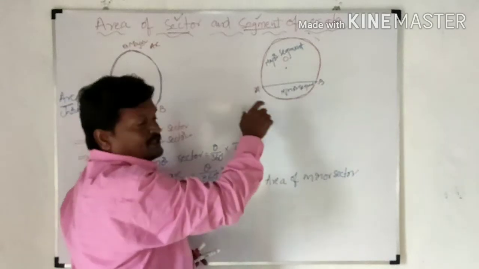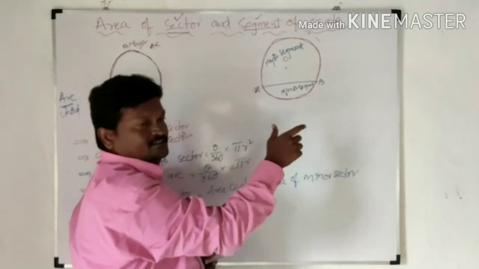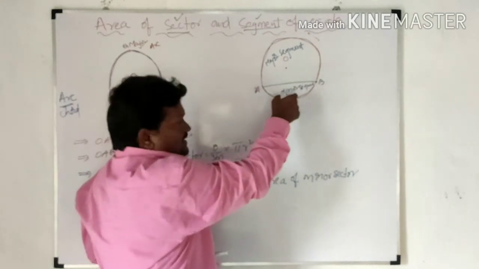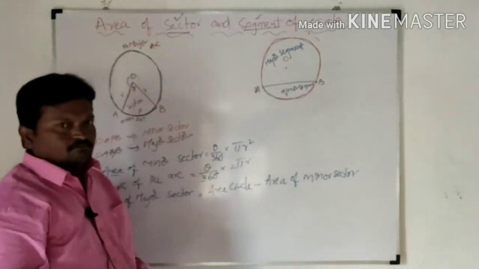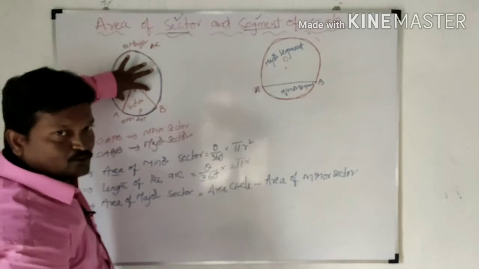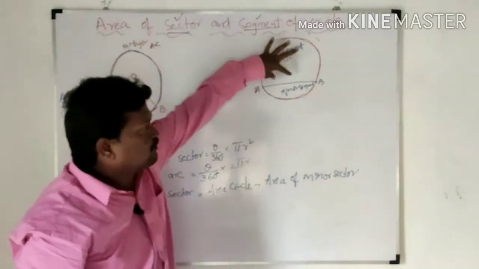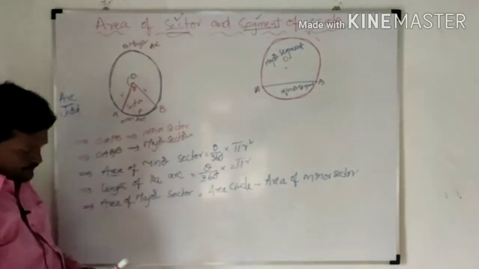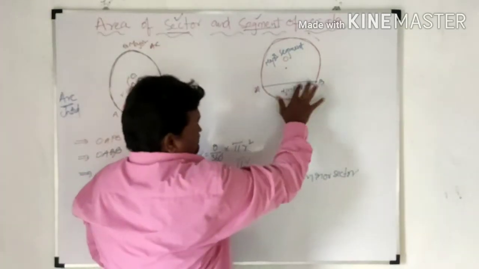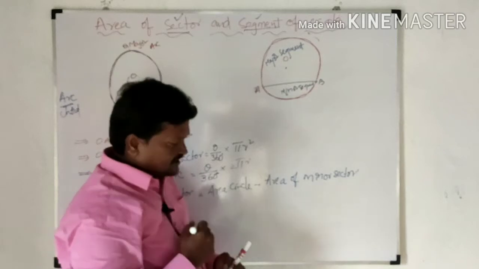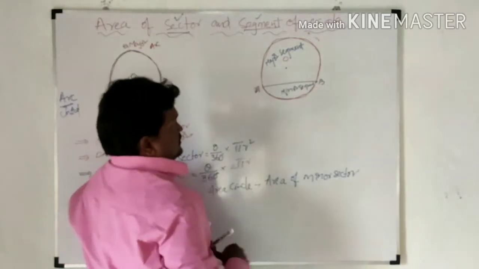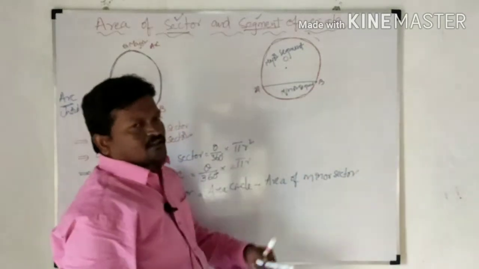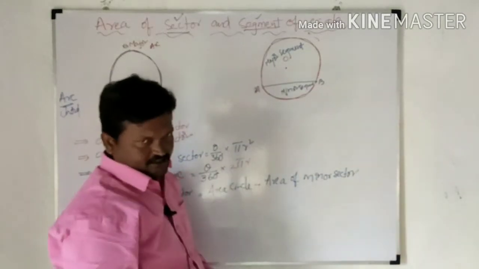How is a segment formed? By the chord and its corresponding arc. But a sector is formed by 2 radii and its arc, and a segment by a chord and its corresponding arc. Now how can we find this minor segment and major segment? In the problems, even if the length of the chord is given, it is very difficult to find the segment.